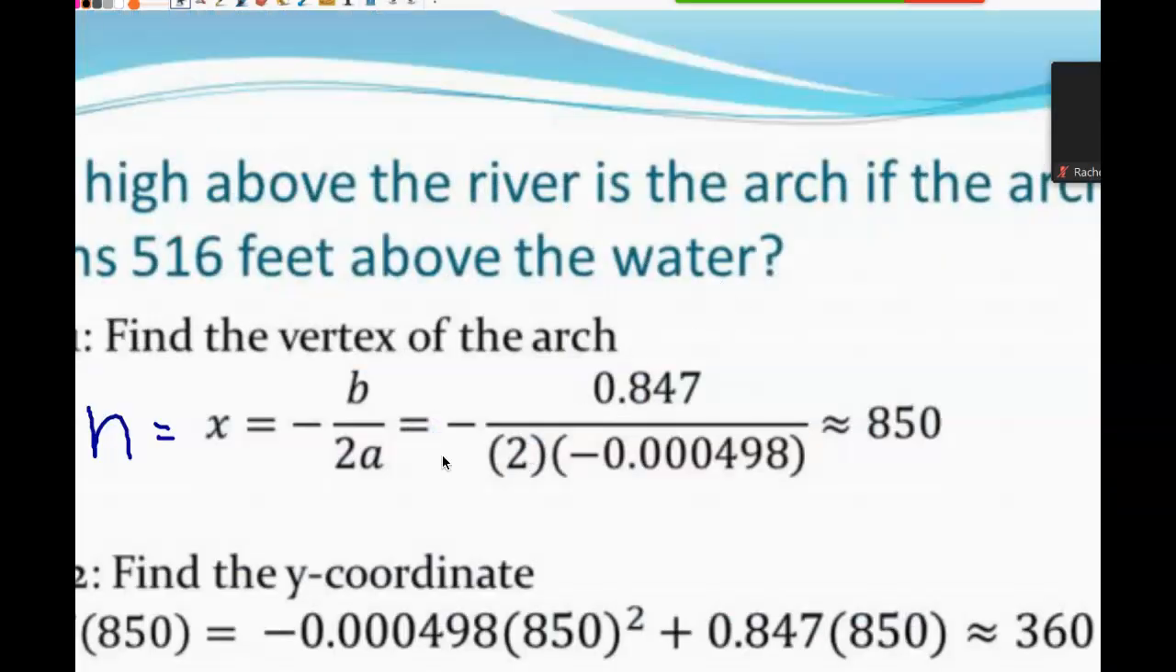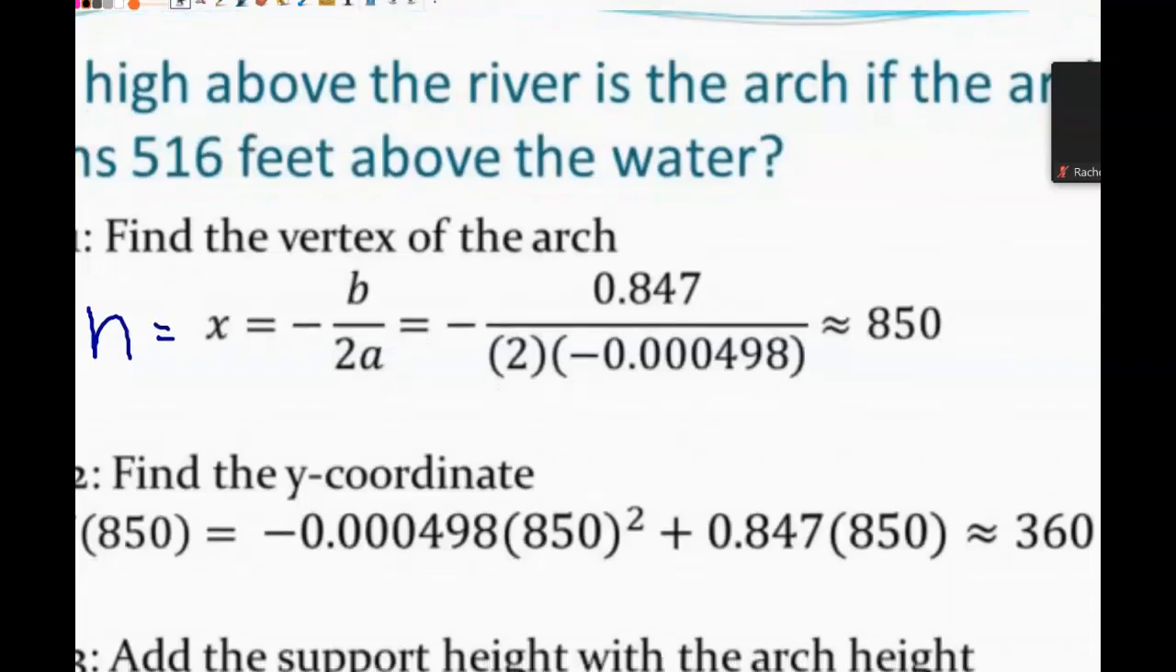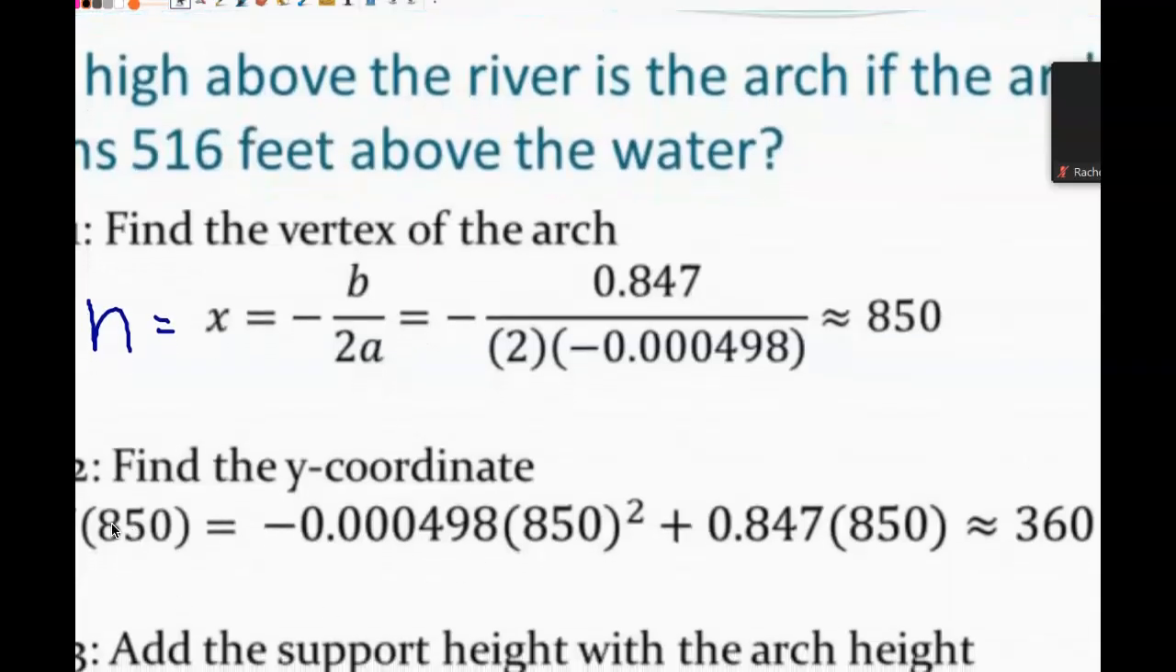Okay, part 2, find the y coordinate. So you're going to take that 850 and you are going to plug it in for x back into the original equation.